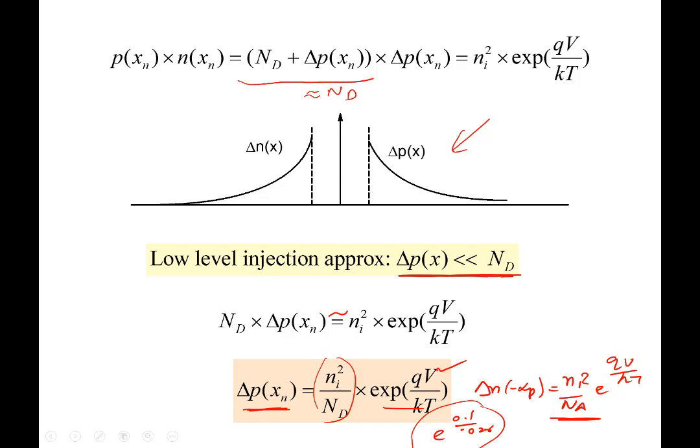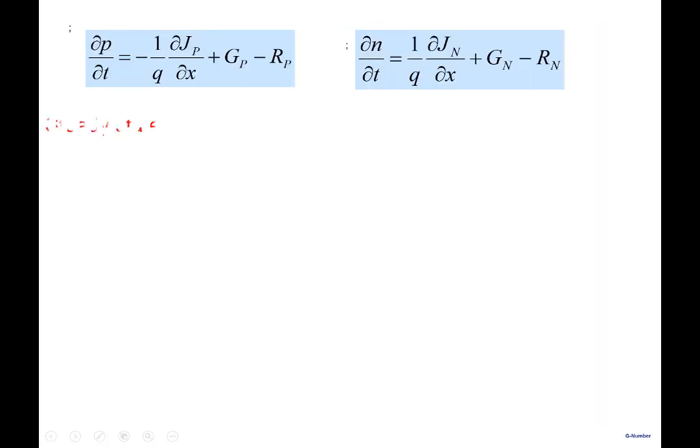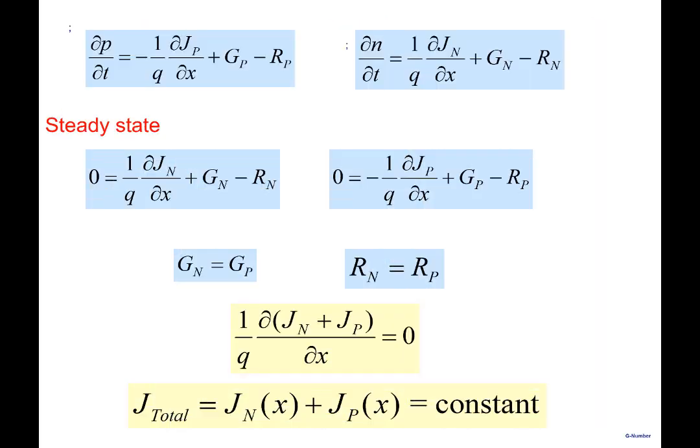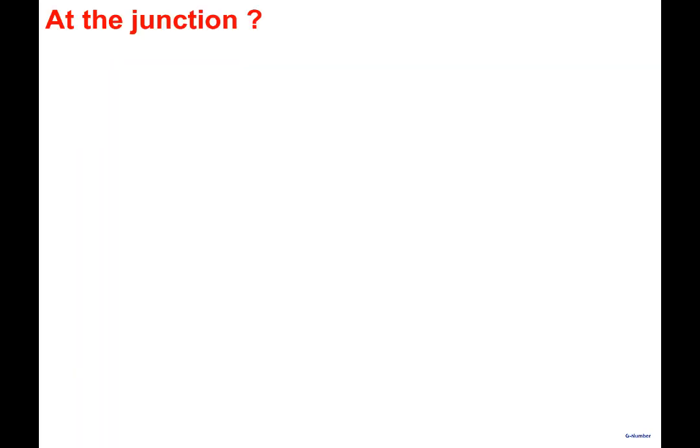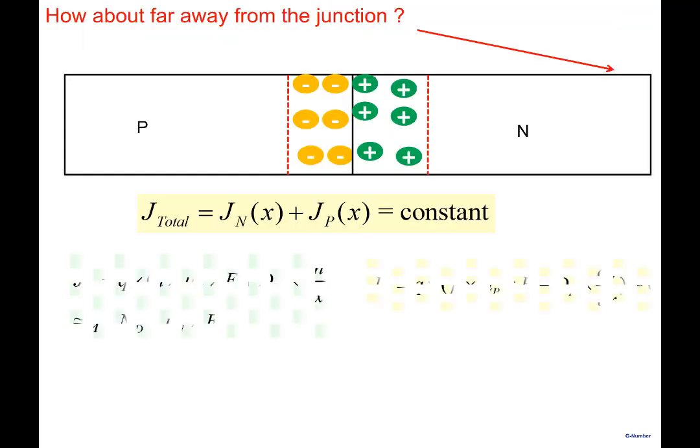And with that, we can obtain the final expression. So this is where we are. Delta p(xn) is ni squared over Nd exponent QV by KT. Delta n(xp) is ni squared over Na exponent QV by KT. So these are things that we have gone through before, and we have discussed how to calculate all of that.